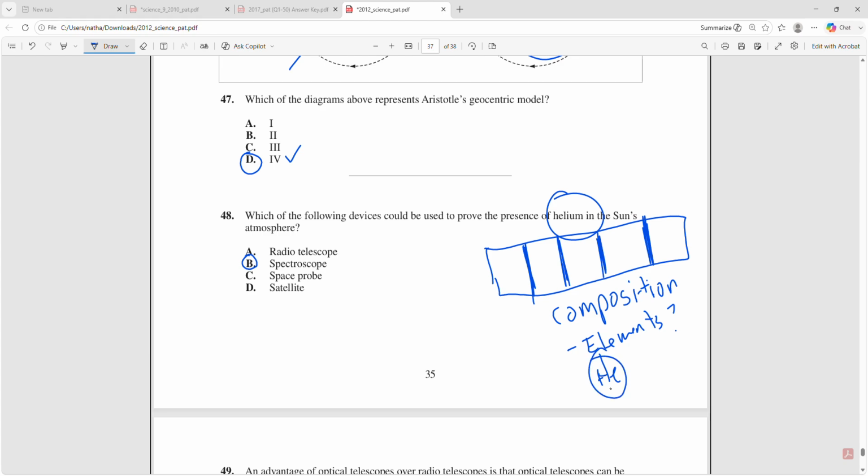So which of the following devices could be used to prove the presence of helium? That would be the spectroscope. Okay, radio telescope can see images and stuff, but it can't tell the composition of the elements. Space probe, well, that's just something that's out in outer space. It could have all kinds of instruments on it, but that alone doesn't tell us enough. And a satellite, which is orbiting around Earth, again, same thing. So it's the spectroscope, a piece of equipment that can help us determine what things are made of.